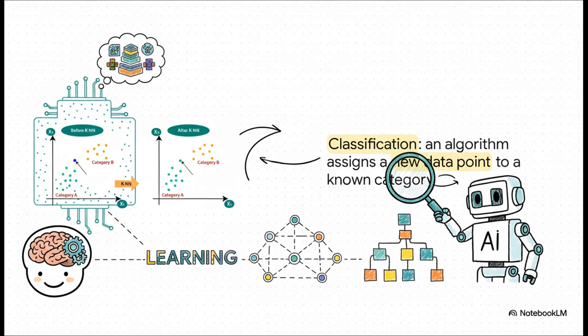Here's that supervised, or teacher-led, learning in action. It's a process called classification. So the algorithm has already learned what category A and category B look like. So when a brand new mysterious dot shows up, it can look at it and say, okay, based on everything I've seen before, that definitely belongs in category A.